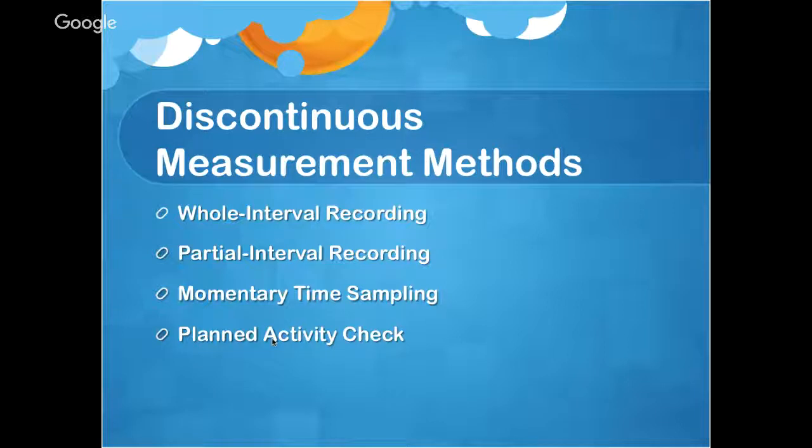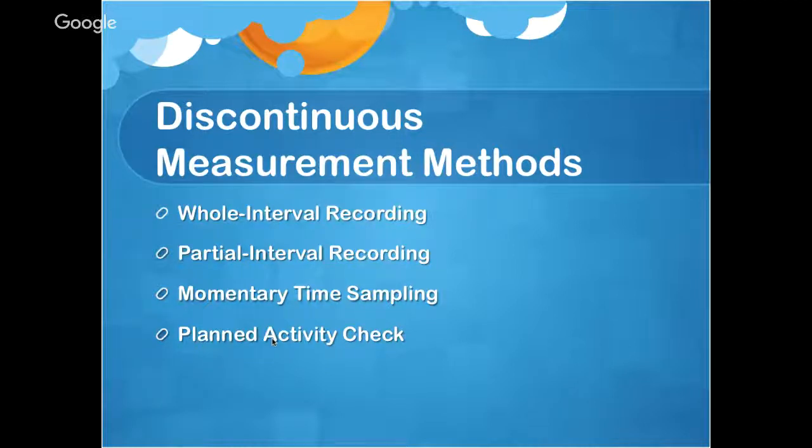Momentary time sampling means I count it if the target behavior is occurring at the moment that the interval ends, so at the end of that 45 seconds, was the minion laughing? Yes, so it would count. However, even though this doesn't require undivided attention of the observer, a lot of behavior is missed because the client would have to be engaging in that behavior in that exact precise moment to be counted.